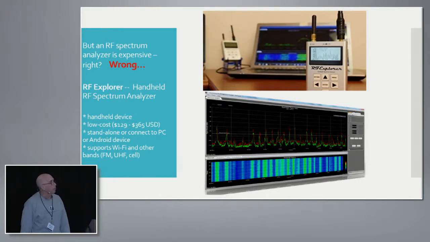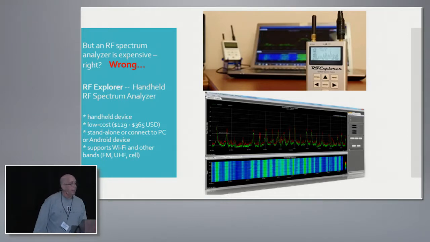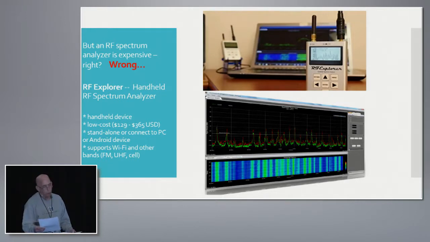Our company's niche is that we develop software for this device. It supports the Wi-Fi bands, both 2.4 and 5 gigahertz. It also supports other bands, for example, FM, UHF, and cellular. I would say that behind MetaGeek's WiSpy product, the RF Explorer is probably now the most popular RF spectrum analyzer on the market.